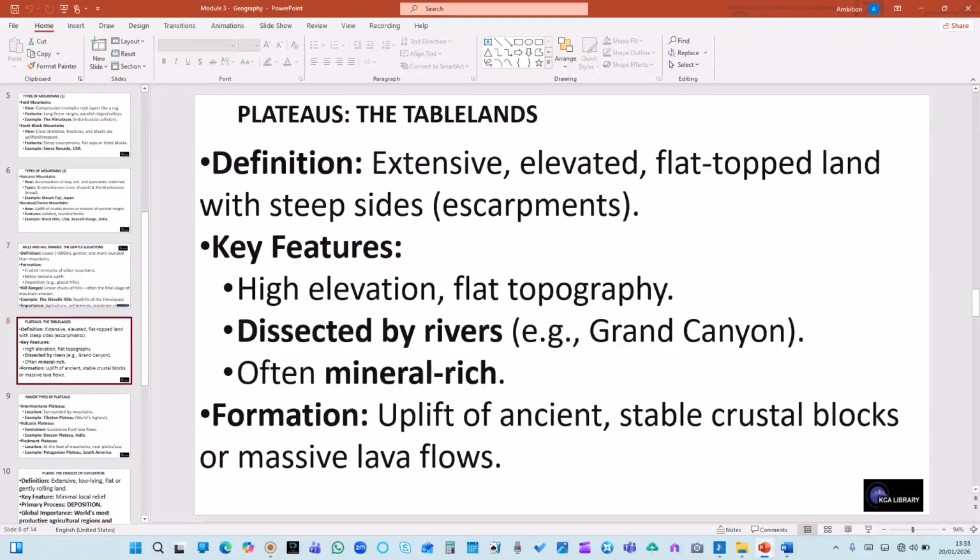So this is a plateau. A plateau is an extensive flat top land.